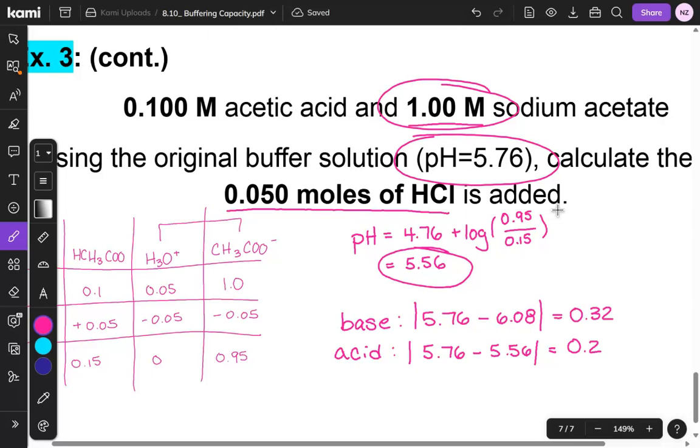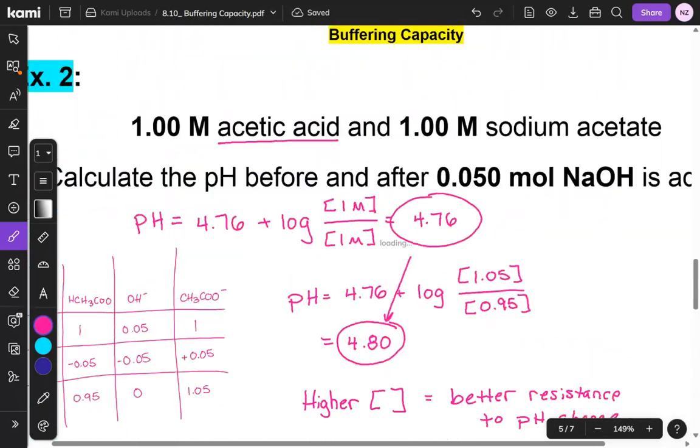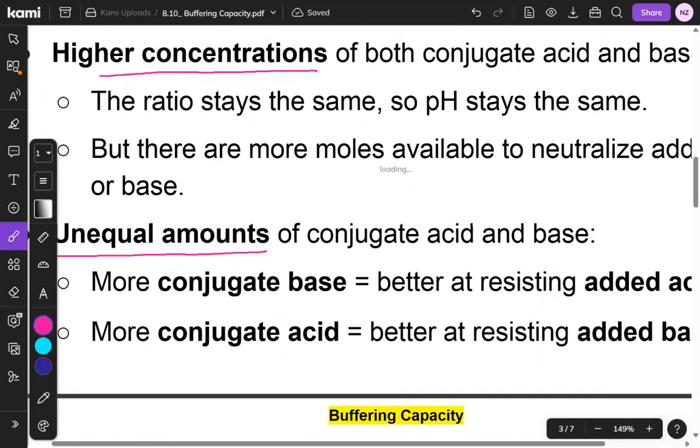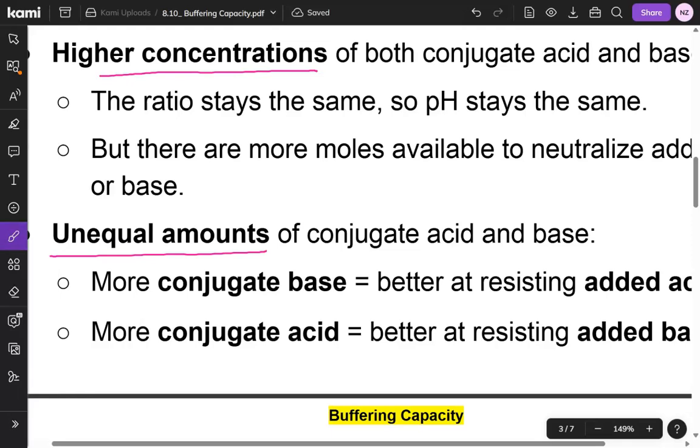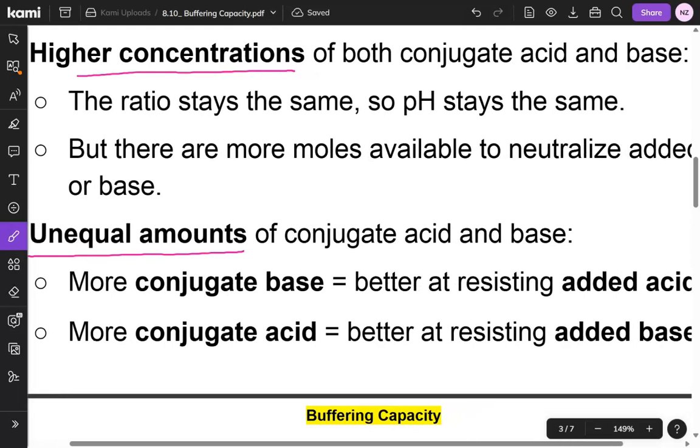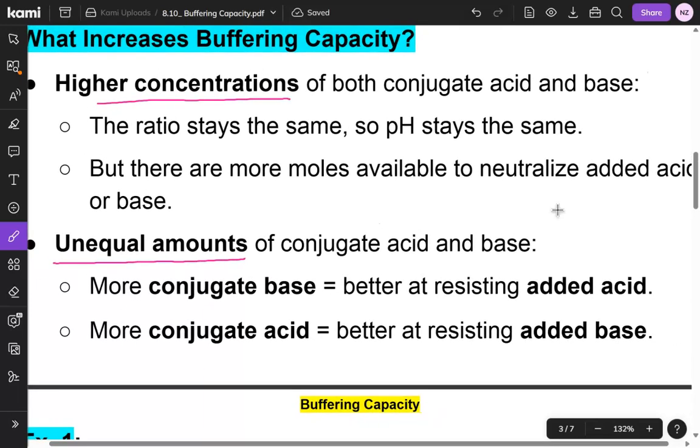So what I can say here is that if there's more base in our buffer, it's going to resist acids better, and vice versa would also be true. So we wrote this down earlier. If you have more conjugate base, it's going to be better at resisting acid when it's added. And then if you have more acid, it's going to be better at resisting added bases. And that's buffering capacity.